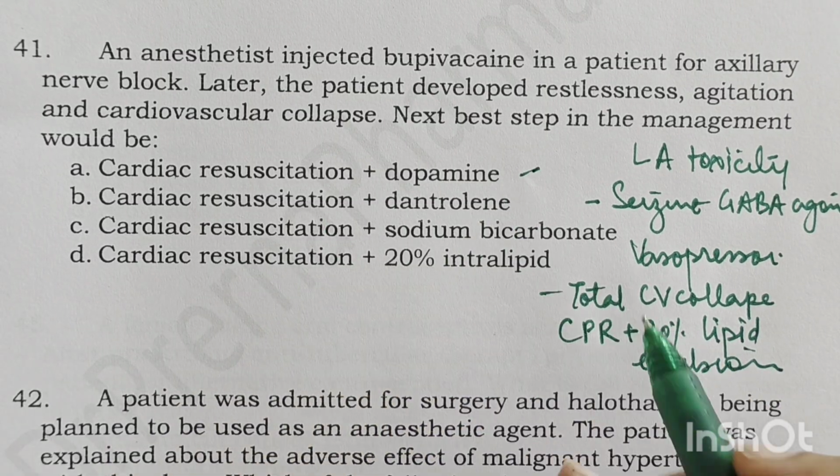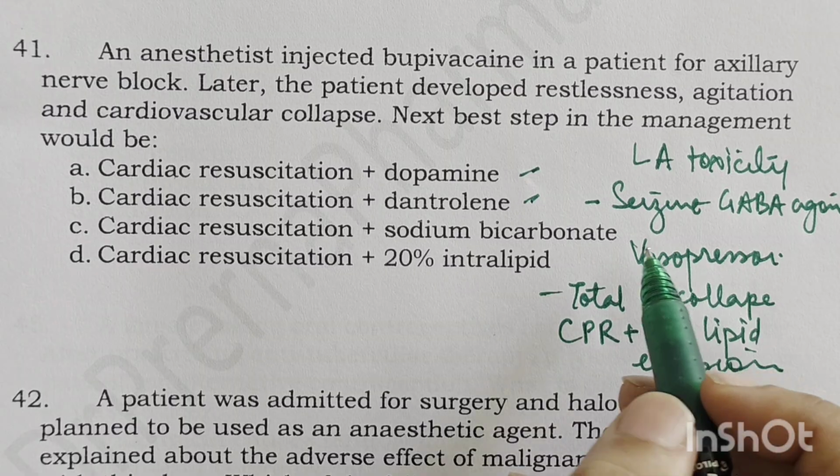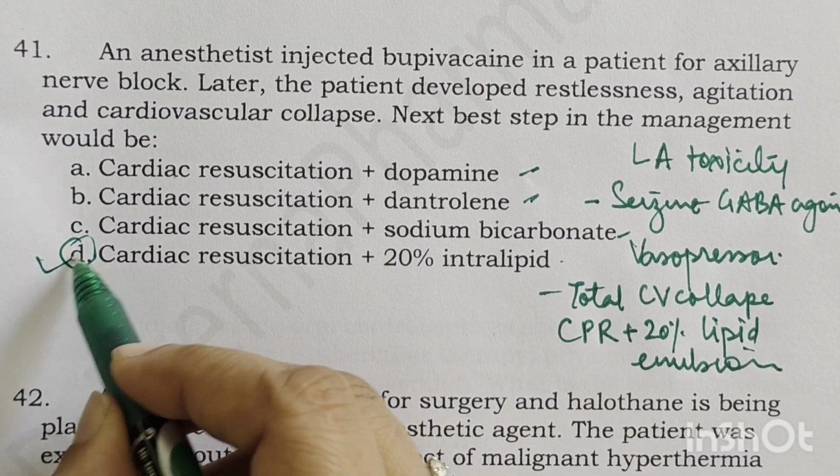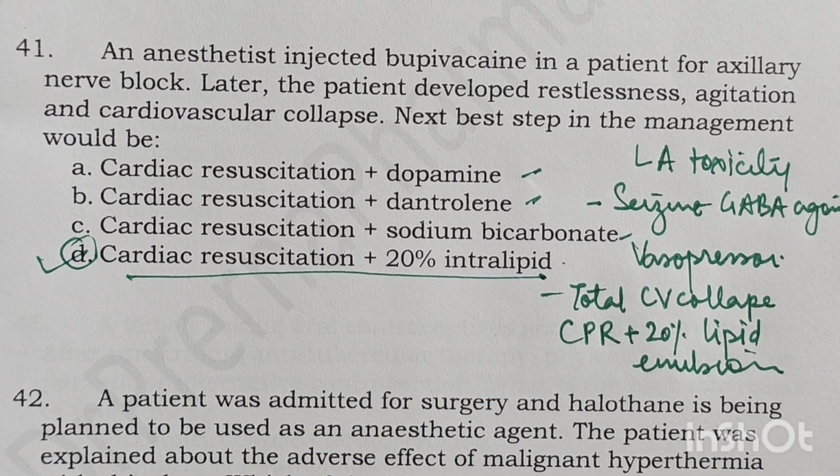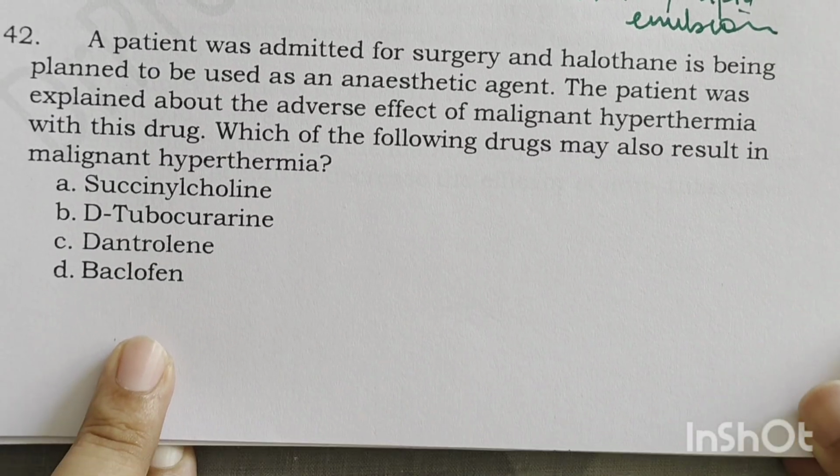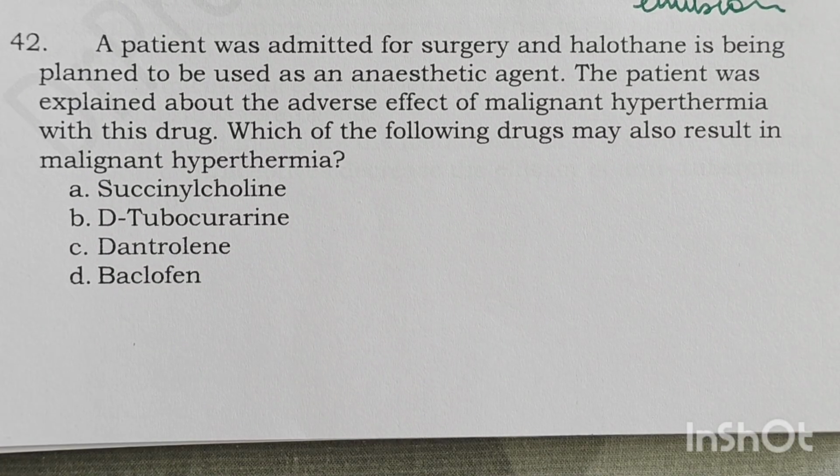So here we can give dopamine, vasopressors. Dantrolene is basically used in malignant hyperthermia. Not soda bicarb. So this is the right answer: cardiac resuscitation plus intralipid.